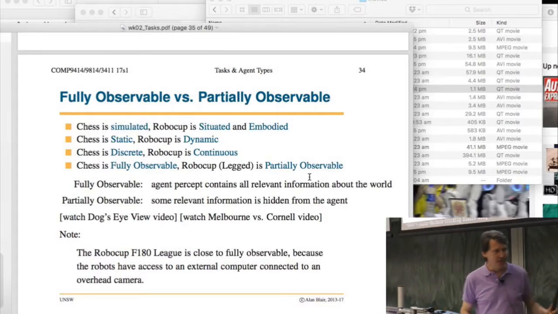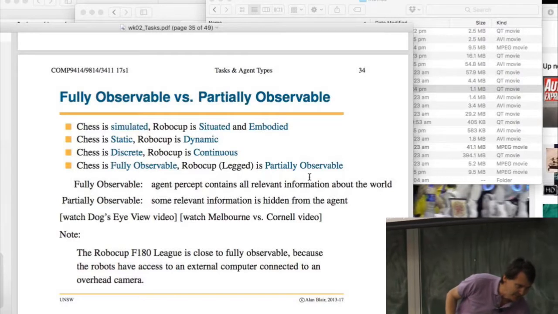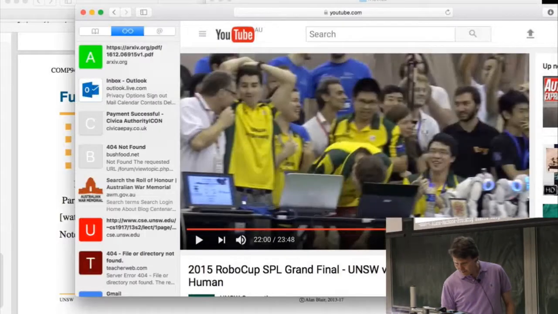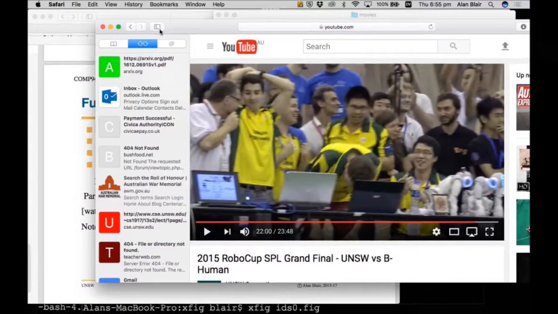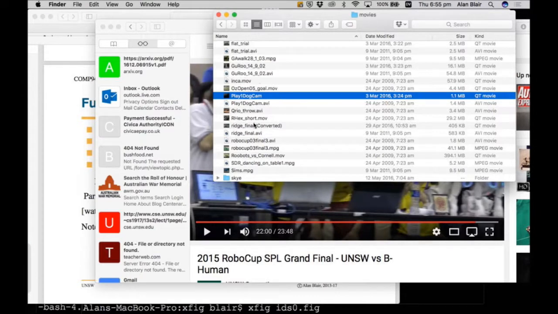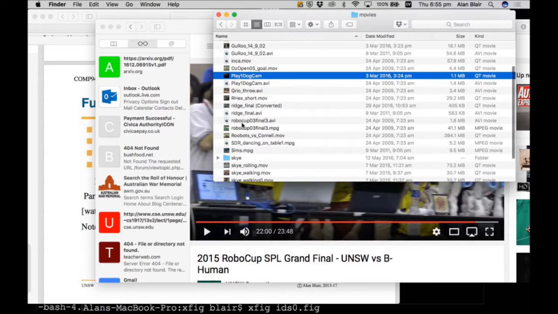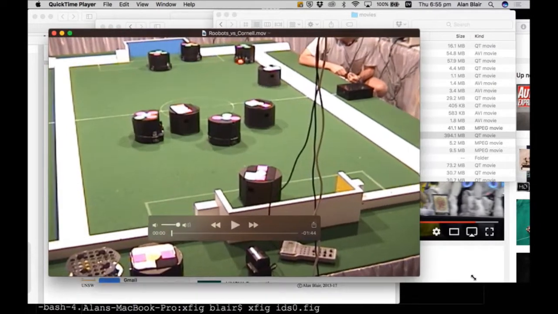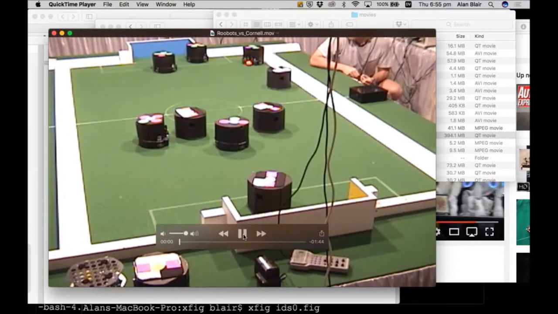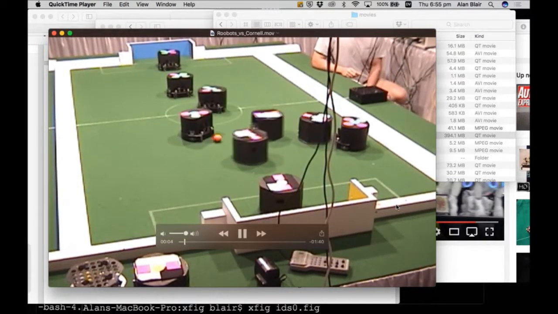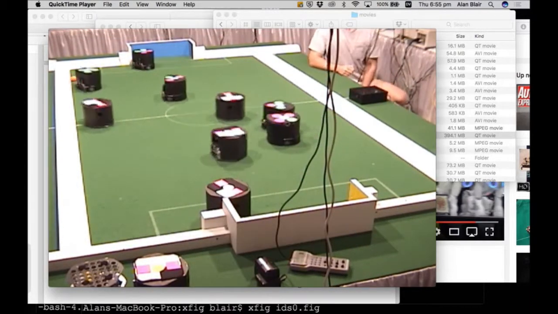Okay, now I want to show you another movie, though this is a different league of Robocup. This is actually a team I was involved in many years ago at the University of Melbourne. It's a bit of a shame we can't get the volume here, but if you look on the Open Learning side, you'll actually see the volume.